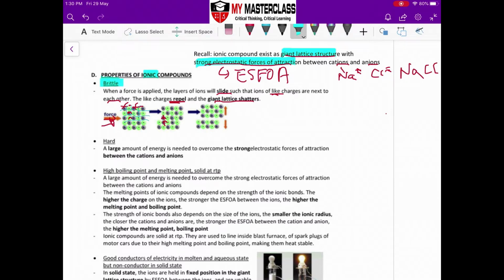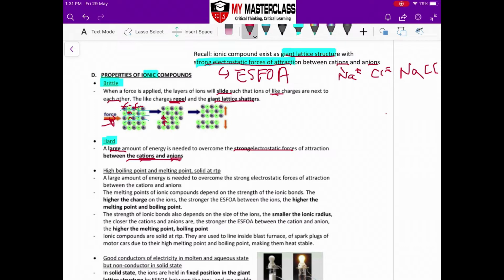The next property that we are going to look at is hardness. Ionic compounds are hard. Why is it that they are hard? It is because a large amount of energy is needed to overcome this strong ESFOA between the cations and anions. Remember, in terms of chemical bonding, we always have to say exactly what the attraction force is between. In this case, the ionic bond is between the cations and anions. We have to be specific about it.